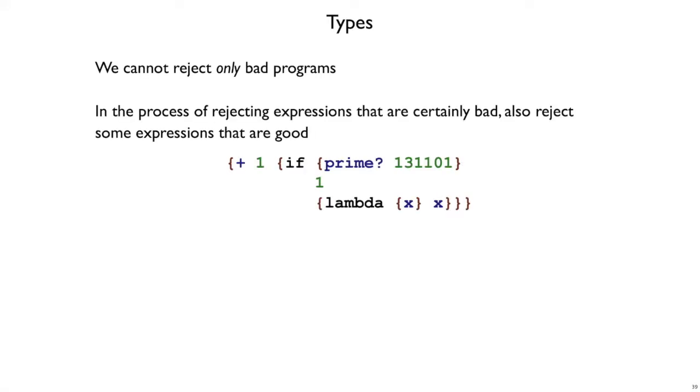A type system is a way of rejecting some expressions before we even get to interp, so that we reject all the bad programs. But as we saw, we can't reject only bad programs. The way out is to also reject a few good programs, hopefully ones we don't care about.